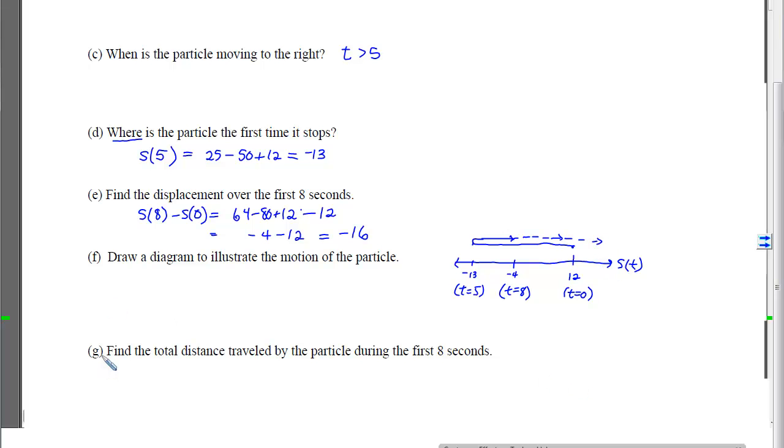So part G says I want to find the total distance that was traveled by the particle during the first 8 seconds. So we started at 12, we went all the way down to negative 13, so that's 25 units already, and then we're going to add on another 9. So we end up traveling 33 units, even though where I started versus where I ended had only a 16 unit difference.